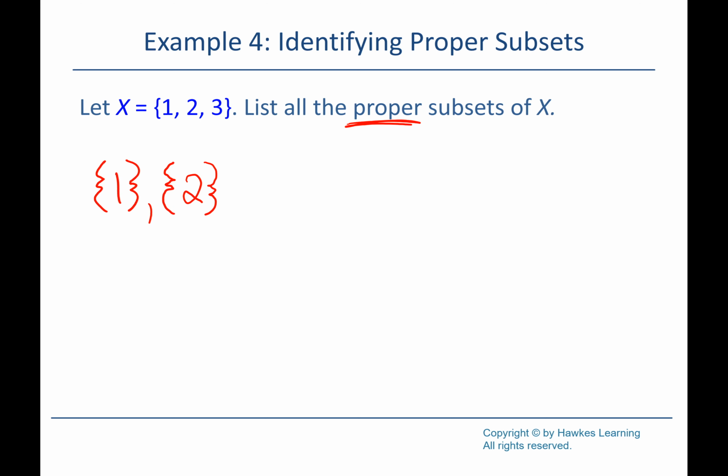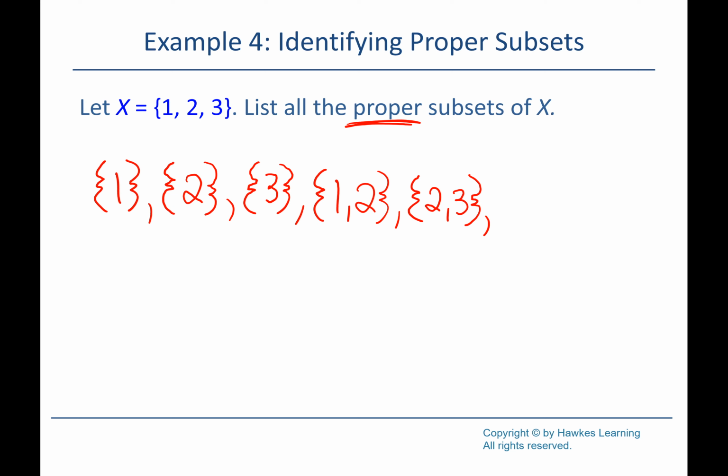Maybe we could do 2, or 3. We could do the set with just 3 in it. Good. Think of any other ways we can make a proper subset? 1 and 2. Good. Thank you. 1 and 2 would be a subset. The other one? 2 and 3. Like that. 1 and 3.